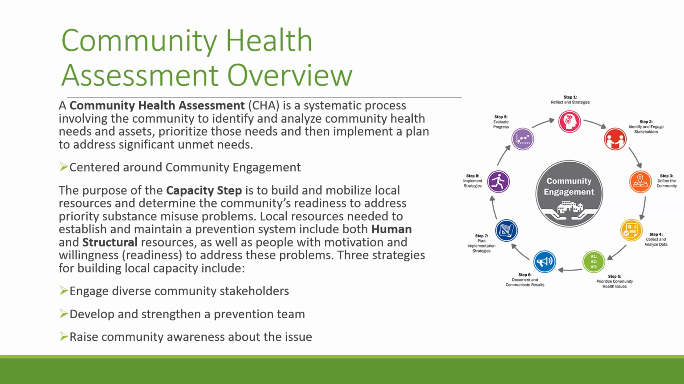Three strategies for building local capacity include engaging diverse community stakeholders, developing and strengthening a prevention team, and raising community awareness about the issue. So as you can see, community engagement is vital to both of these concepts. We're going to take a look at how these principles can help us through the CHA process by discussing steps 2 and 6 from the community health assessment.